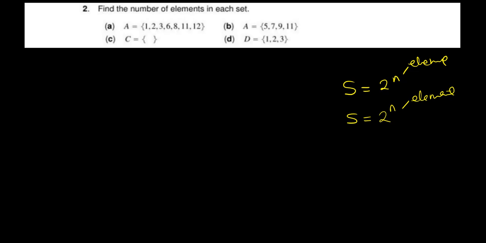So for the number of elements in A, we will just count them. Is that hard? You count 1, 2, 3, 4, 5, 6, 7. So there are 7 elements. Then for B, how many are there? 1, 2, 3, 4. So for B there are 4 elements.